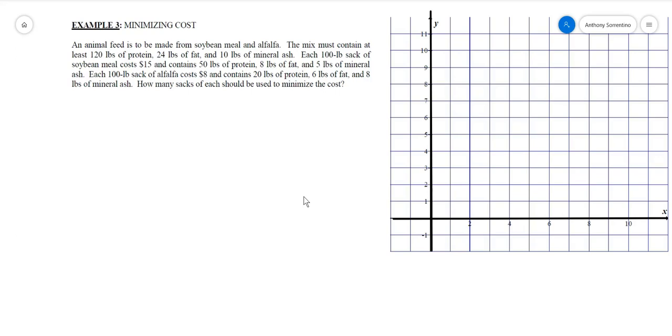So when I start dissecting this problem, what I'm looking for is how many sacks of each. So that's going to be my variables. So I'm going to let X be the number of sacks. 100 pounds has nothing to do with anything here because the sacks themselves are 100 pounds. But I want the number of sacks of soybean meal.